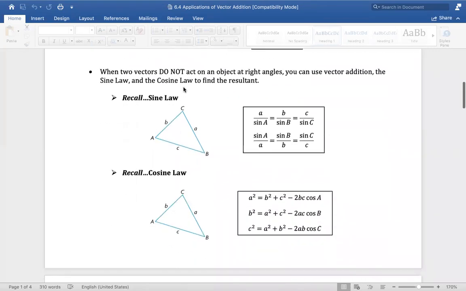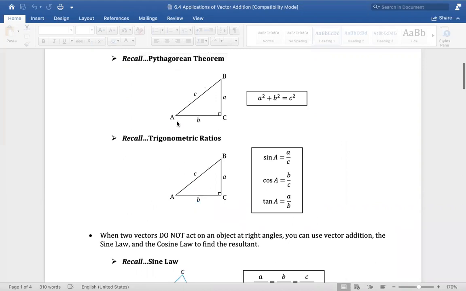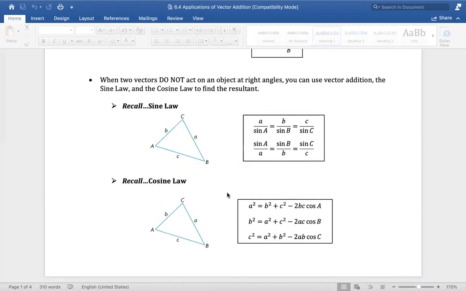So above, it was talking about if the vectors are perpendicular to each other, right? If they're perpendicular, it's going to say something is horizontal and something is directly vertical, where you can put a 90-degree box in there. Well, what do I do if I have a diagram that's not 90 degrees? When two vectors do not act on an object at right angles, then I can still use vector addition, but I would have to use, just like we did in grade 10, sine law or cosine law to find the resultant, because that's what we use when we can't use primary trig ratios.